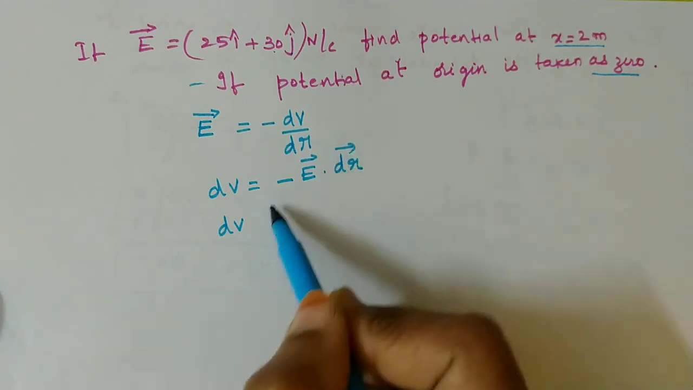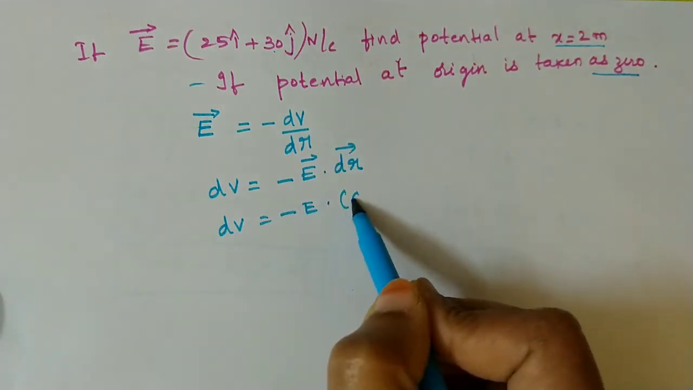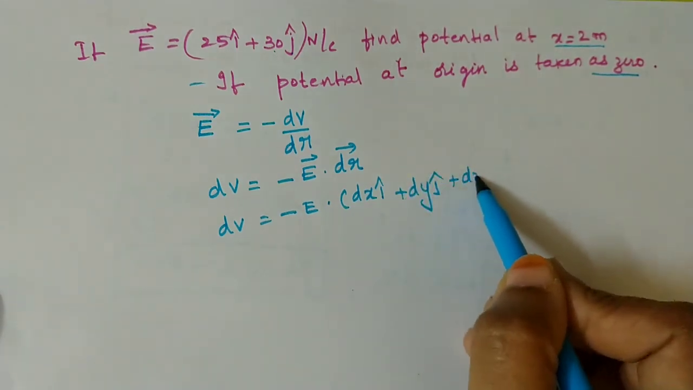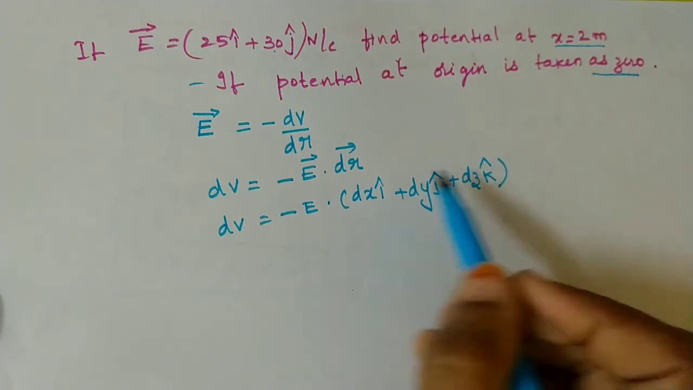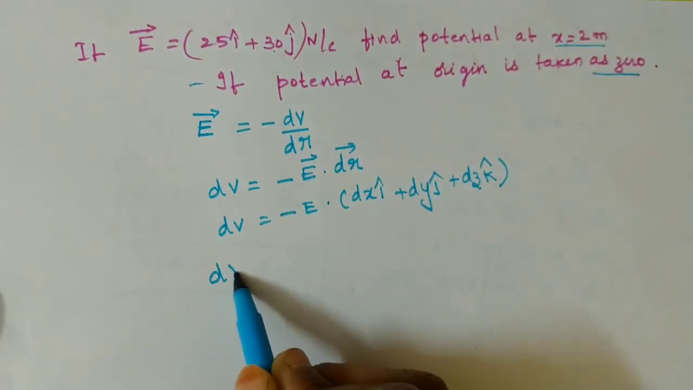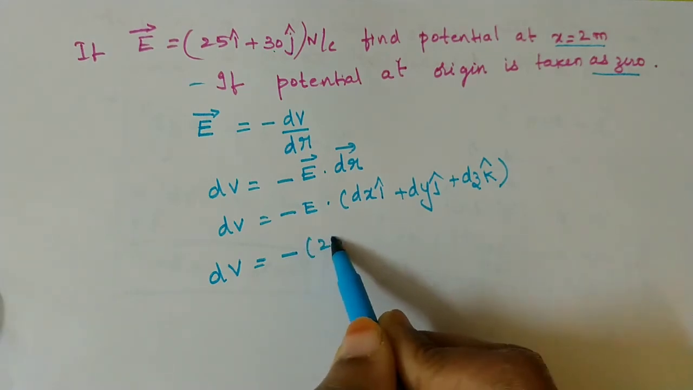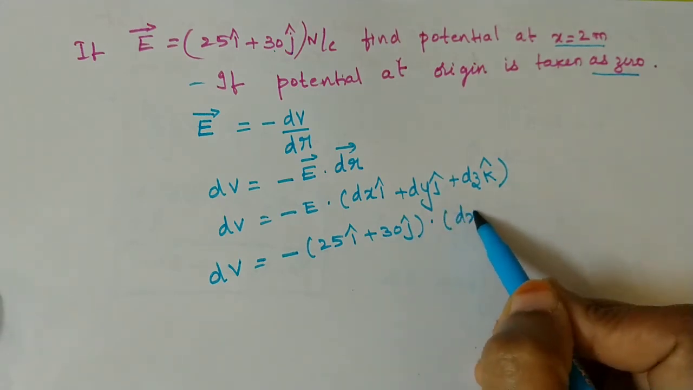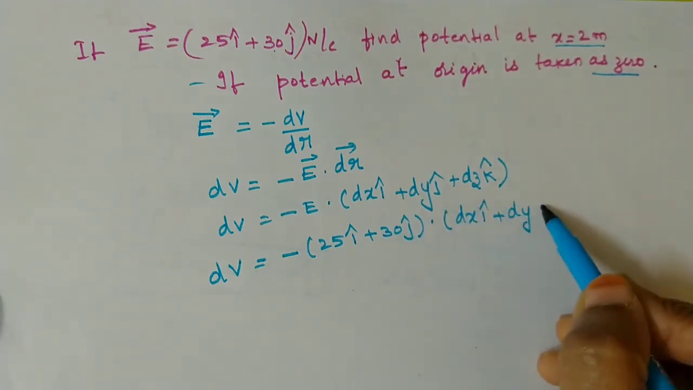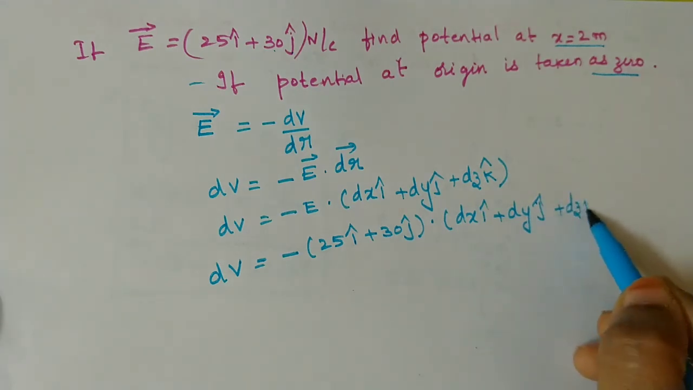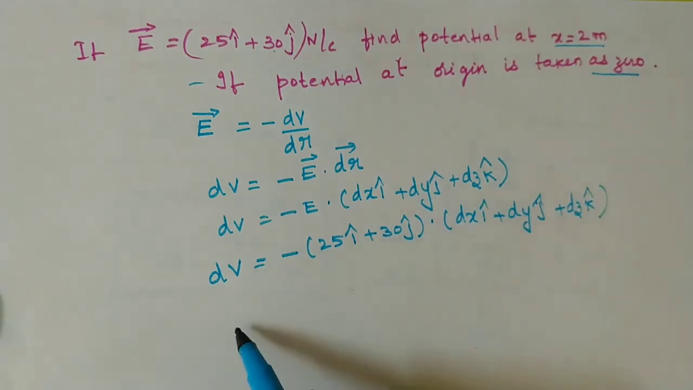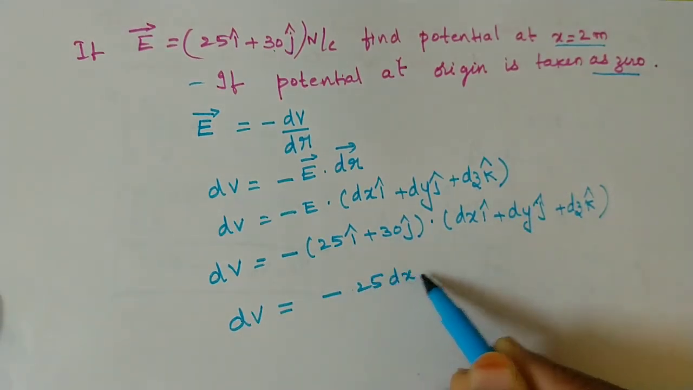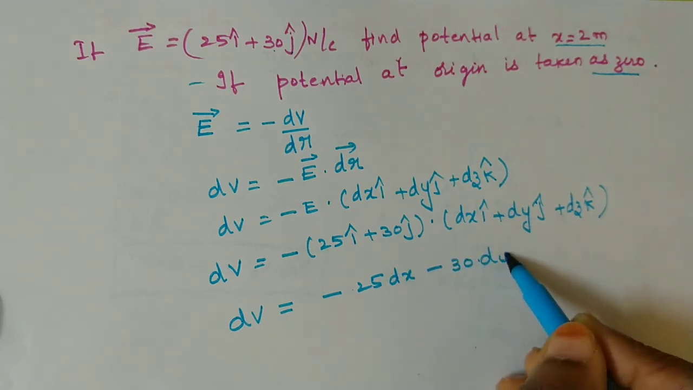Since we need the potential, I will write dV is equal to minus E dot dr, or dV is equal to minus E into dx i cap plus dy j cap plus dz k cap. Now write this value of electric field here. We get dV as minus of 25i plus 30j dot dx i plus dy j plus dz k cap. Or dV would be equal to, take the dot product, minus 25 into dx minus 30 into dy.